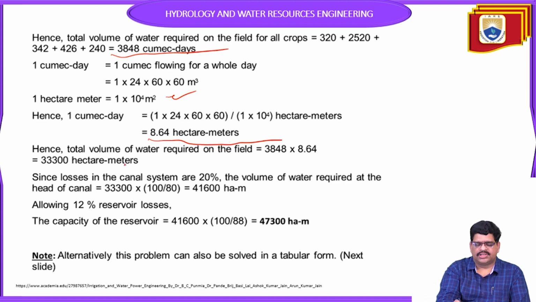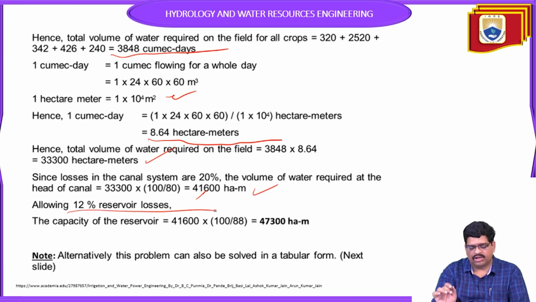which is equal to 33,300 hectare meters. Since the losses in the canals of the system are 20% of the volume of water required at the head of the canal, that is 33,300 into 100 divided by 80, which is equal to 41,600 hectare meters. Allowing the 12% reservoir losses, as already given in the data, the capacity of the reservoir is 41,600 into 100 divided by 88, as per the given data.